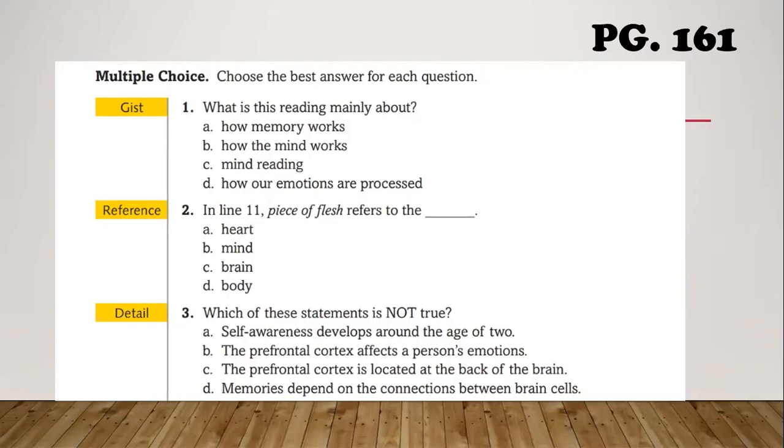Okay, most of you say it's letter B or D. It's between them, B or D. In that case, the most suitable option is letter B for number one. Letter B, how the mind works. Yes. Thank you, Melly.